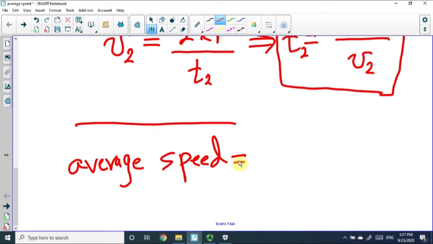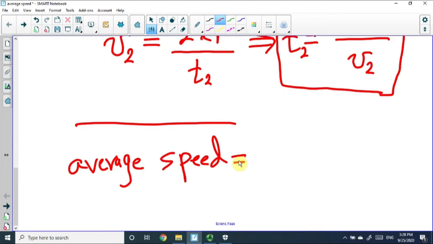Now, some students may think that because the average speed was v1 for the first lap and v2 for the second lap, then the average speed is v1 plus v2 over 2. So just add the two speeds and divide by 2. I would expect many students to think that way. Unfortunately, this is not true. You cannot conclude that the average speed is v1 plus v2 divided by 2.